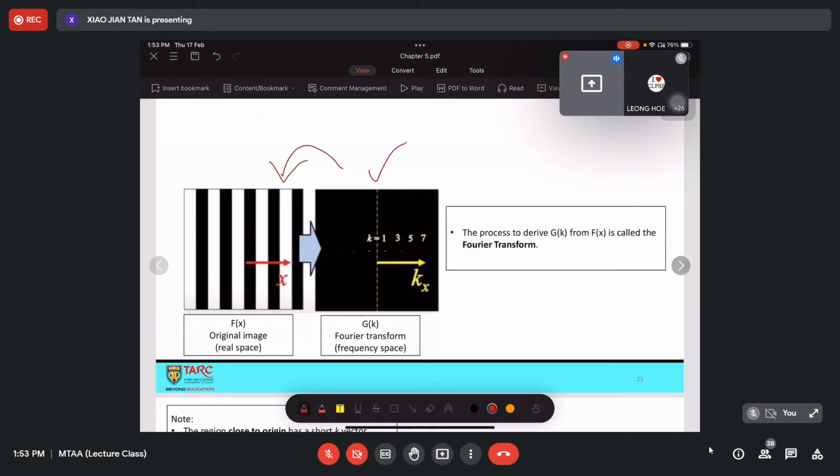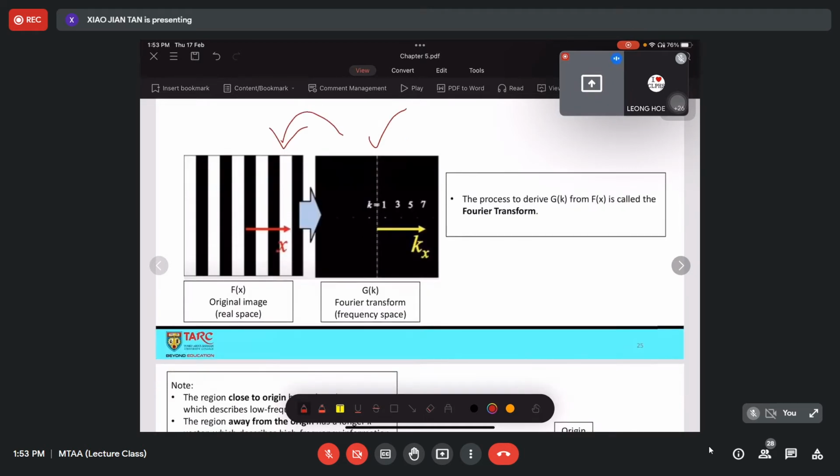Okay, so basically the Fourier transform involves the conversion from the spatial domain, which means something that the human eye can understand, into the frequency domain, which you may or may not be able to understand. But most probably you cannot, because the information displayed by the Fourier transform in the frequency domain is not something understandable to humans. So fx is the original image, which is the real space, and gk is the Fourier transform, which is the frequency space, the result of the Fourier transform.